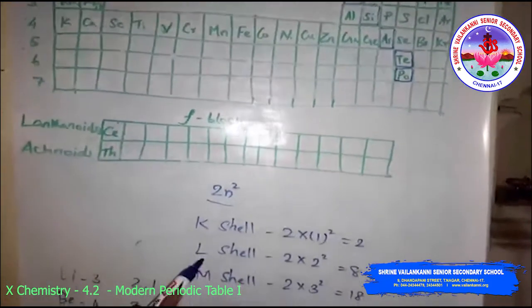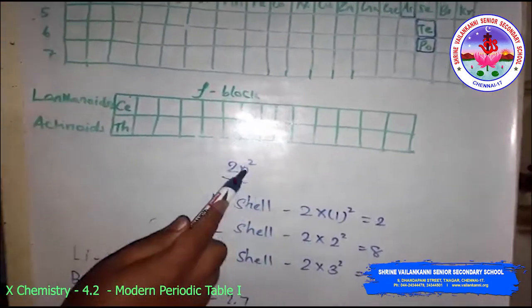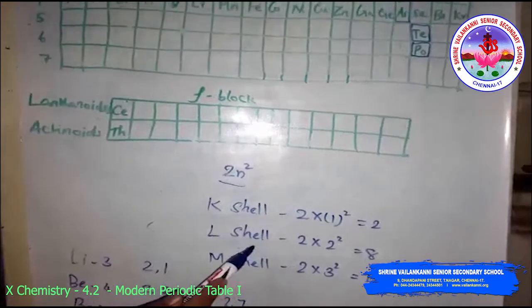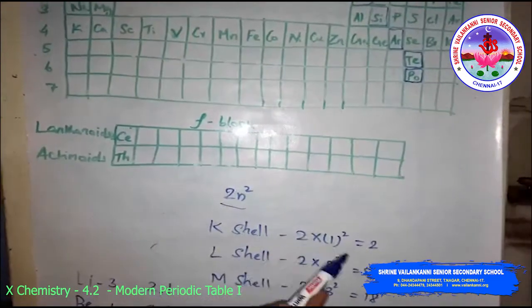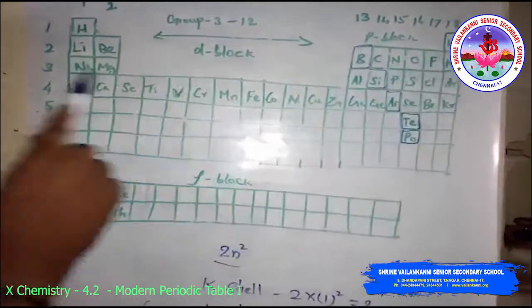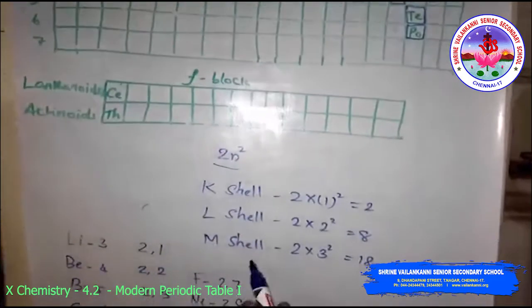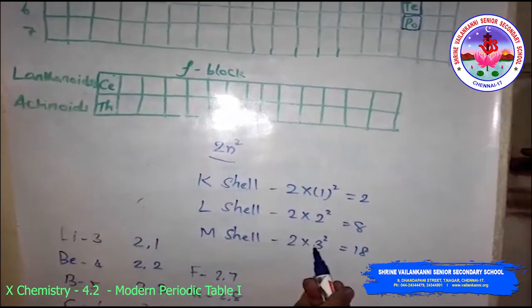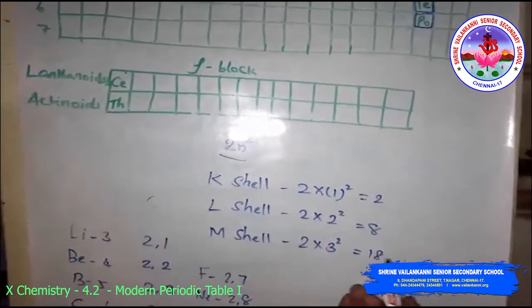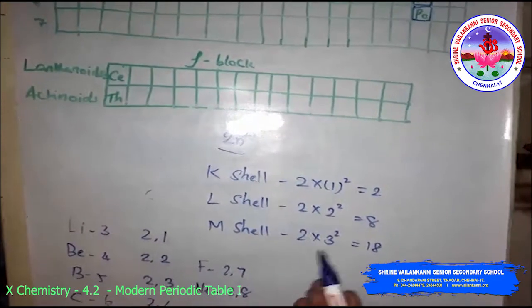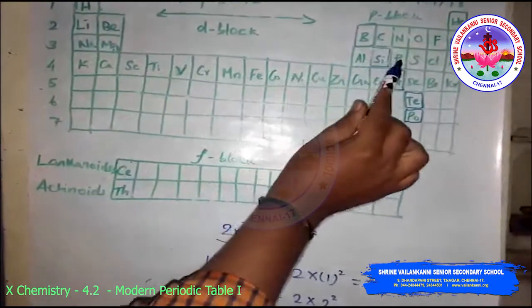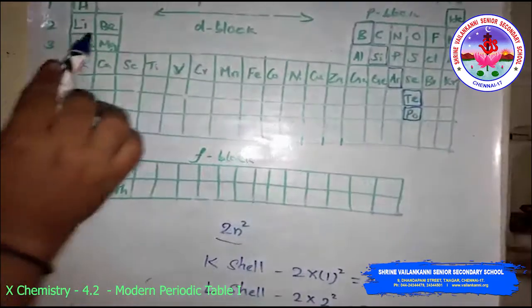Then look at the next, the L shell. n equal to 2 means 2 into 2 square, 4 into 2, 8. So the second period has 8 elements. Look at the second period, 1, 2, 3, 4, 5, 6, 7, 8. Then look at the third, the M shell. n equal to 3 means 2 into 3 square, which is 18. But the outermost shell can have only 8 electrons, so the third period also has only 8 elements. Look here, 1, 2, 3, 4, 5, 6, 7, 8.